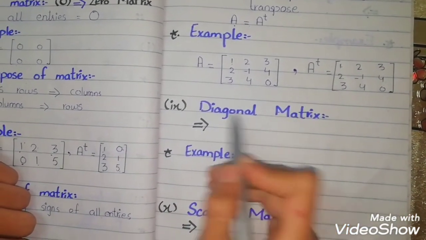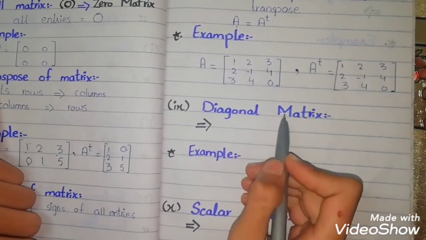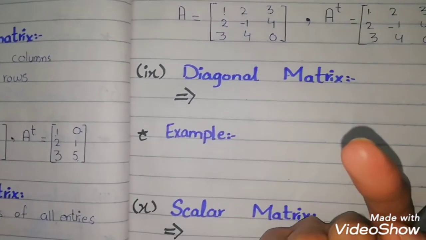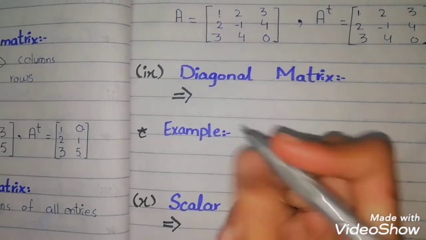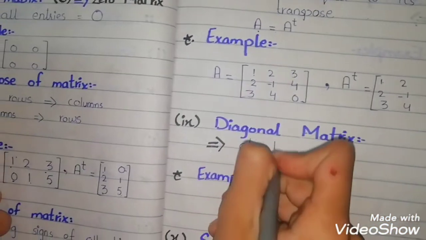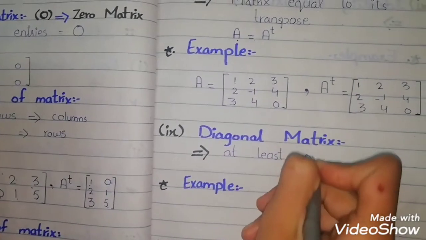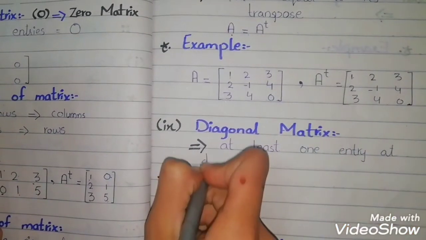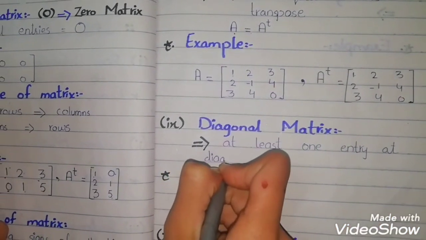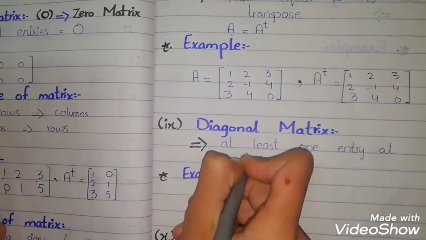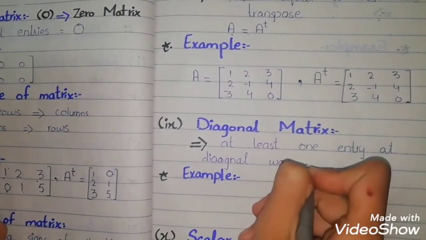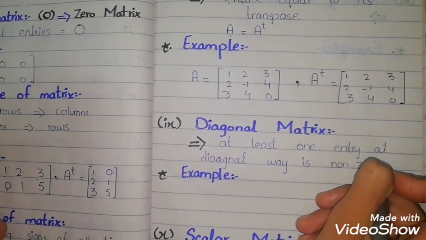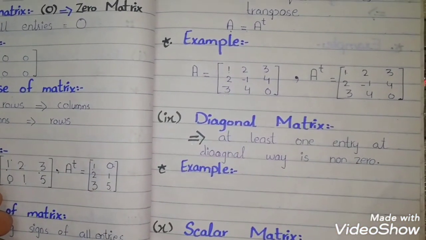Diagonal matrix. A matrix is called diagonal matrix if at least one entry at the diagonal way is non-zero, and all the non-diagonal entries are 0.